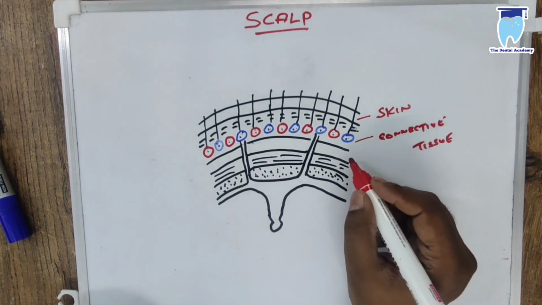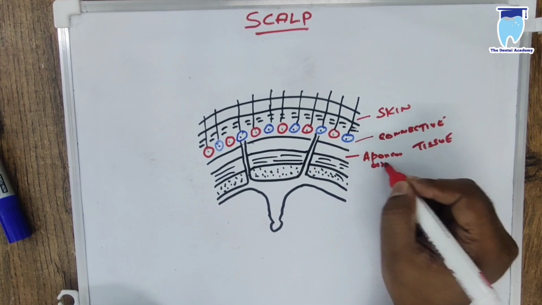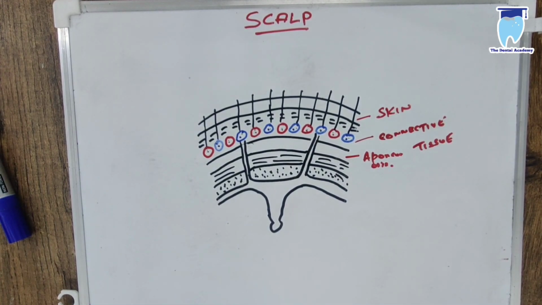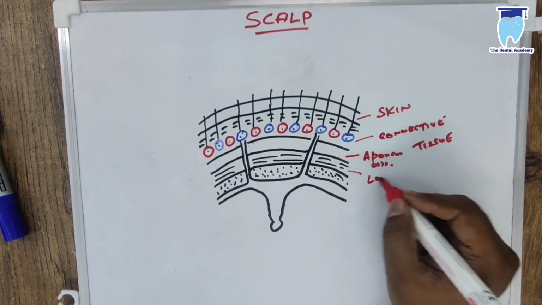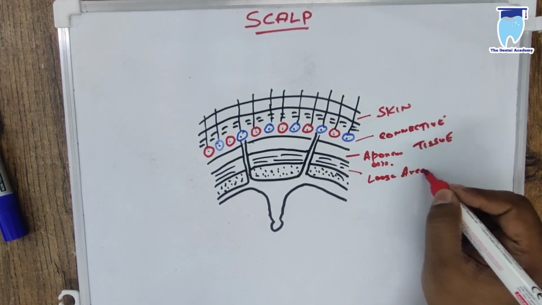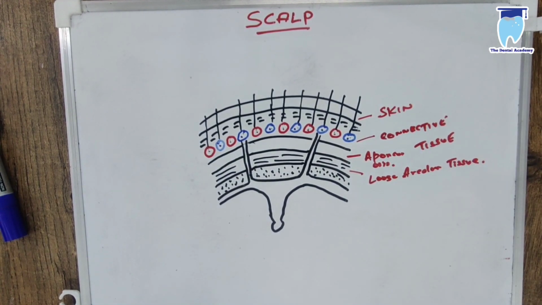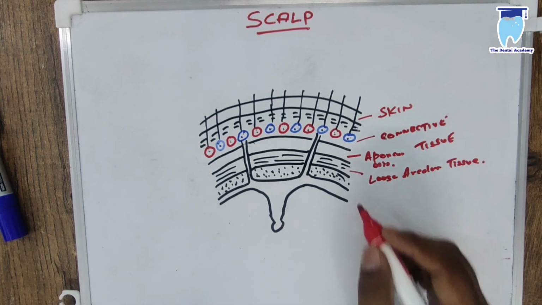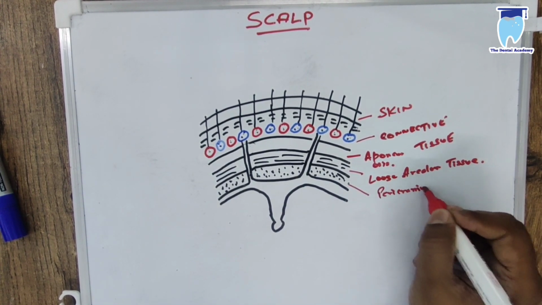The third layer is the aponeurosis, also known as the galea aponeurotica. This layer is formed by the occipitofrontalis muscle and its aponeurosis. The fourth layer is the loose areolar tissue, better known as the dangerous area of the scalp, and the fifth layer is the pericranium.